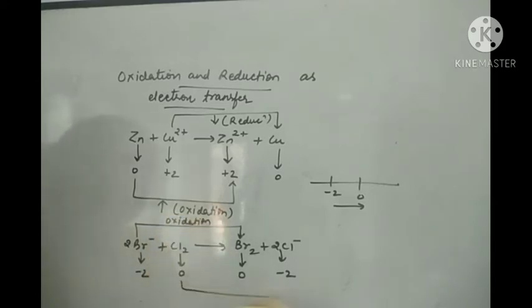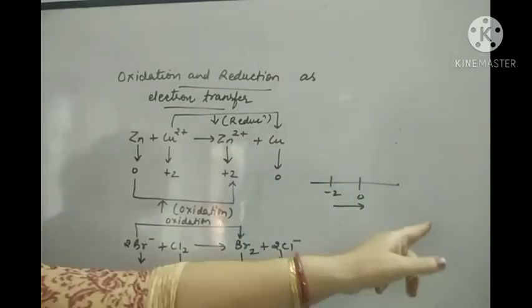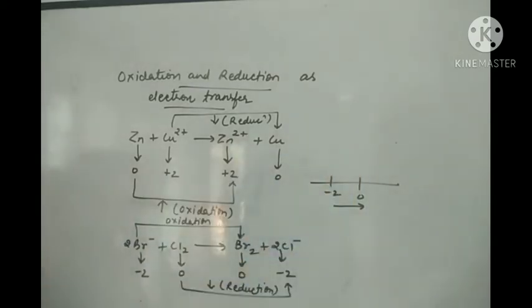And 0 to minus 2, since the charge decreases, it is reduction. So whenever the charge increases, means we are moving to the right side of the number line, it is oxidation, and if we are moving to the left side of the number line, it is always reduction.